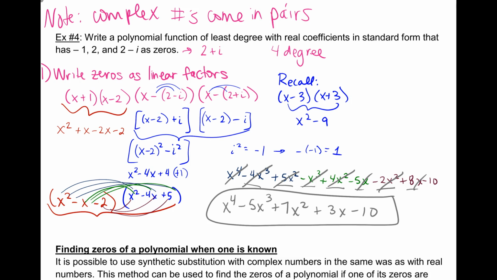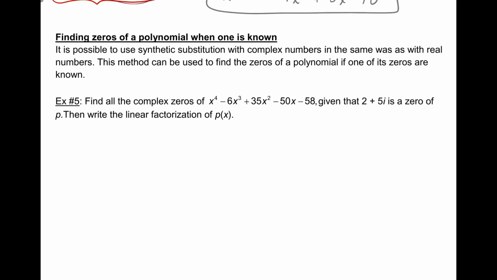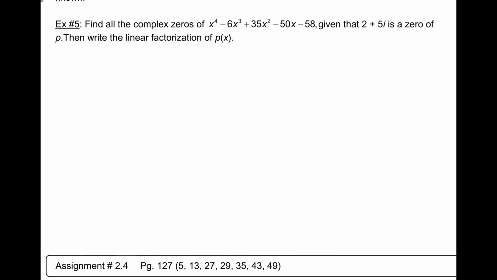Alright, finding zeros of a polynomial when one is known. So we've already talked about this. It's possible to use synthetic substitution with complex numbers in the same way as with real numbers. This method can be used to find zeros of polynomials if one of its zeros is known. So find all the complex zeros of x to the 4th minus 6x to the 3rd plus 35x squared minus 50x minus 58, given that 2 plus 5i is a zero of p.